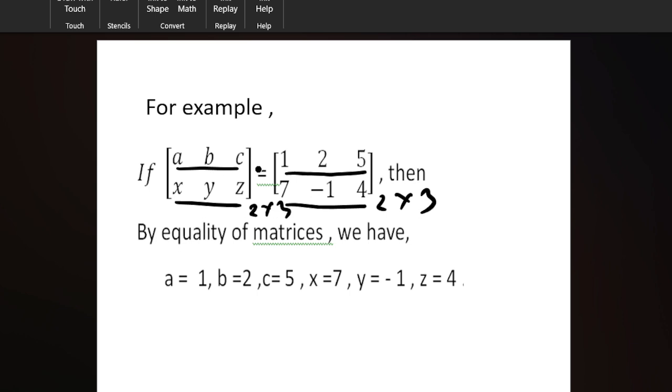Then, if they are equal, we use the equality sign between this matrix and the other matrix. Here the corresponding elements are equal. So by equality of matrices, we must get a equal to 1, b equal to 2, c equal to 5, x equal to 7, y equal to -1, z equal to 4. So on equality of matrices, we may get a question like this.